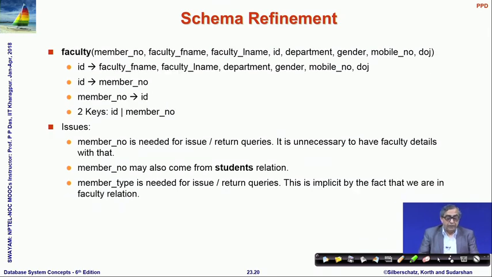Moving on, look at the faculty. You have a very similar situation as the student. The ID determines all attributes of the faculty. Member number is also determined from ID. Member number in turn determines ID. Every faculty has 2 unique numbers, 2 keys, and we have similar types of issues as we have seen with the student. So, we will need to do something about this.